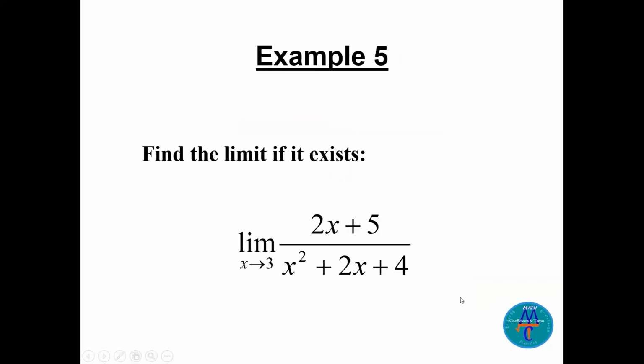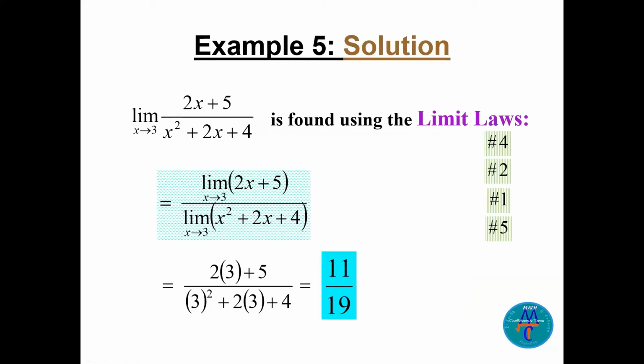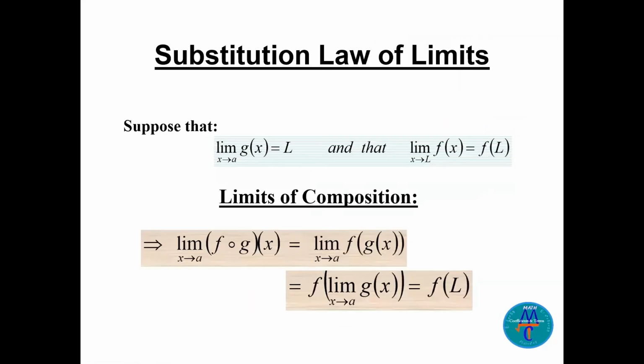Another question: find the limit, if it exists, of this rational function, 2x plus 5 divided by x squared plus 2x plus 4. Also, we can use the limit laws 4, 2, 1, and 5. So the limit of this function divided by the limit of the second function, this is like f and g. If we replace x with 3 in the function, there is no 0 in the denominator. So the limit is 11 over 19.